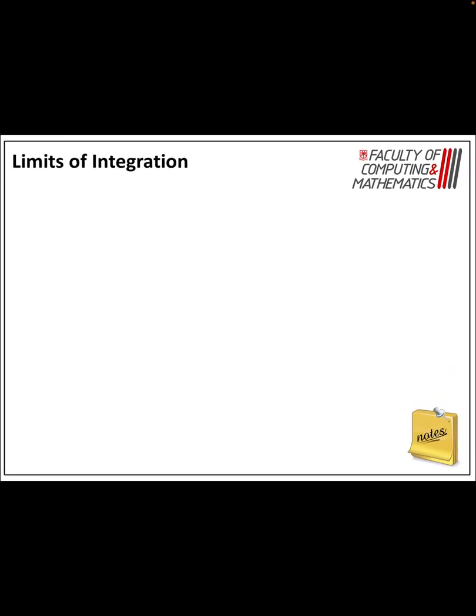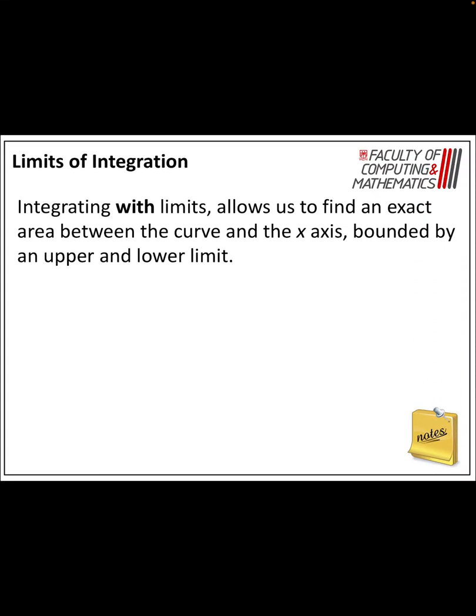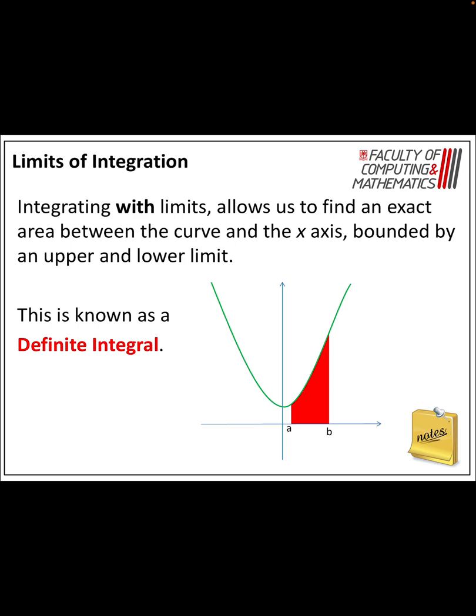Right, so limits of integration. Now, what do we use integration for? We use integration with limits to find an exact area that's bound between two curves, or bound between a curve and the x-axis. Now you've got an upper limit and a lower limit. So this integral would have an upper limit of b and a lower limit of a. So the integral itself would be written like that, then with the function, and dx at the end, as it's written in x.